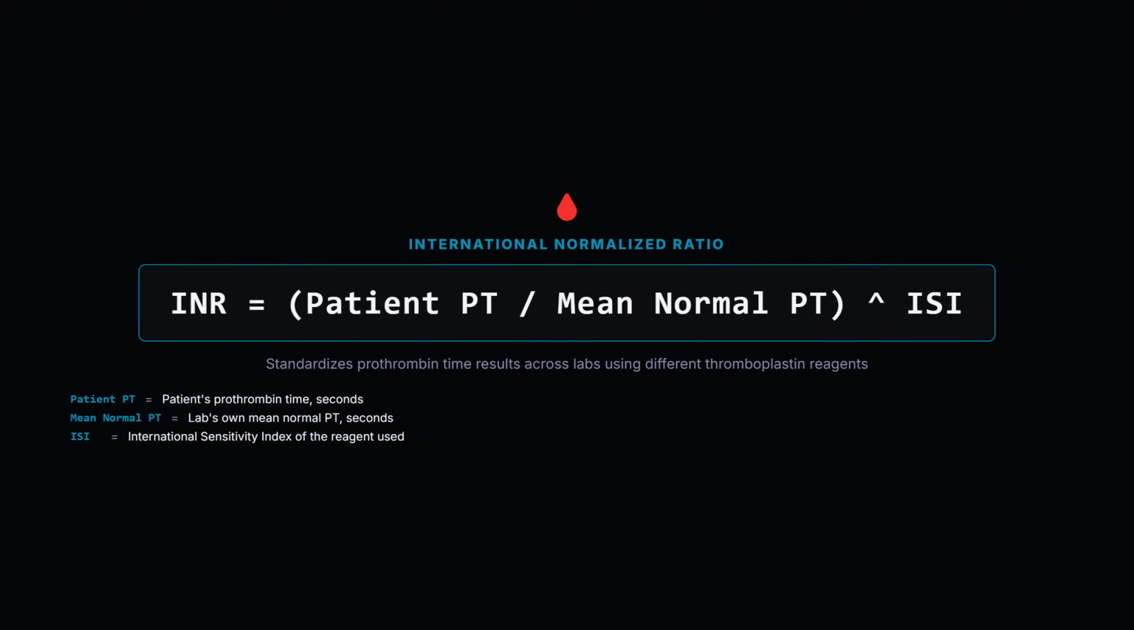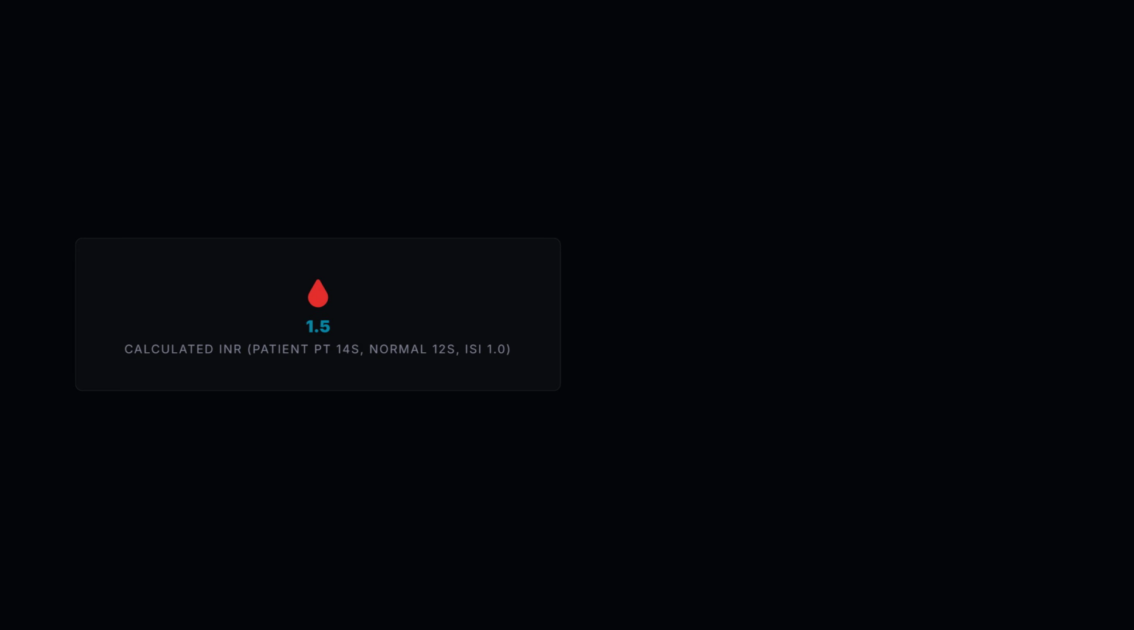Prothrombin time varies significantly between labs because thromboplastin reagents differ in sensitivity. INR standardizes this: the patient's PT divided by the mean normal PT, raised to the power of the reagent's own International Sensitivity Index. Worked example.